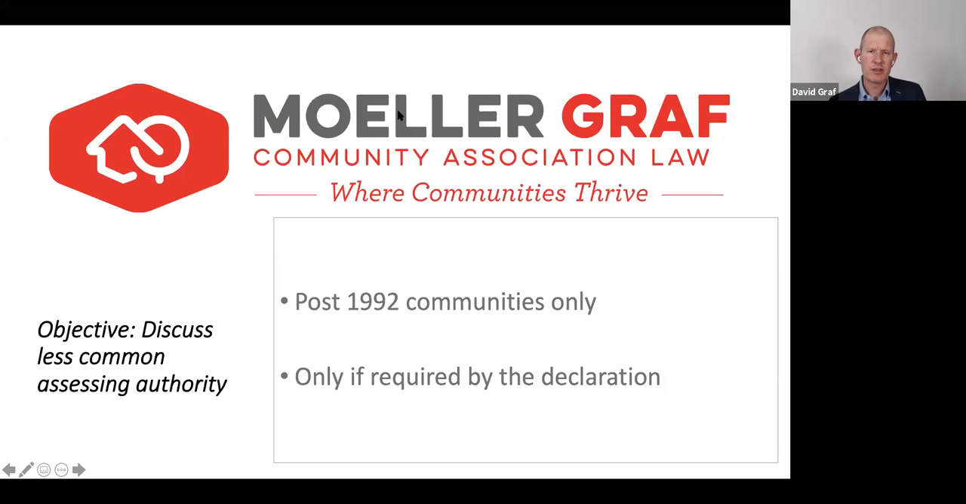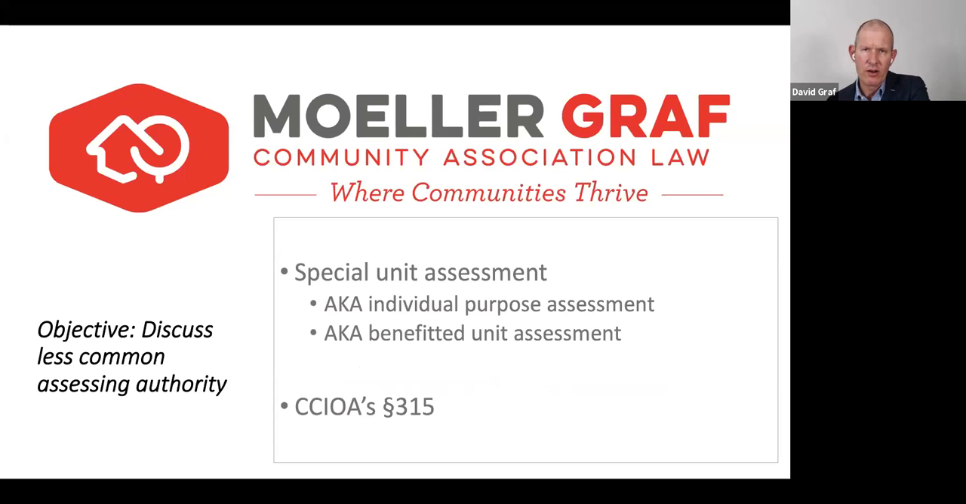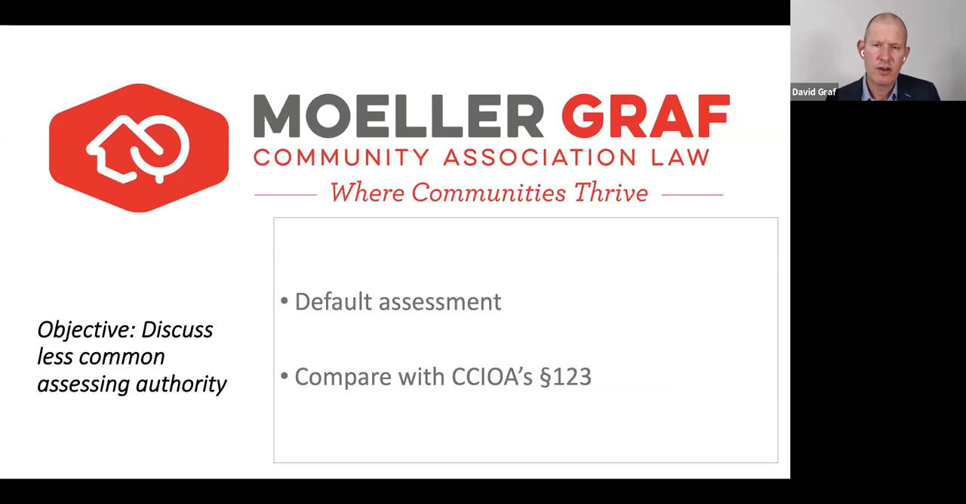So again, the special unit assessment, benefited unit assessment, only applies to post-92 communities. And again, you have to have it in your declaration. Let's talk about a default assessment. A default assessment is sometimes defined as an assessment that's levied because the association has incurred a cost or an expense as a result of an owner's failure to comply with the governing documents. We see that in newer governing documents, and we write it into newer governing documents in the event that an owner is in default of their commitments and it causes the association a cost in terms of damage to the common area or what have you. You can go ahead and charge that to them. You have to be reasonably clear with that.